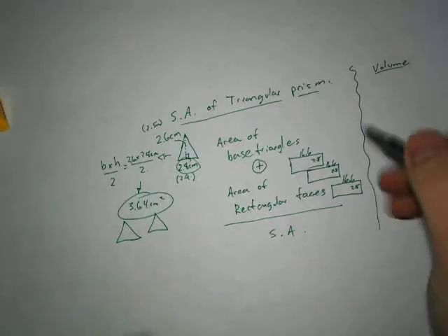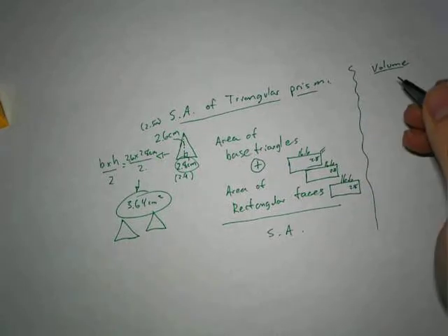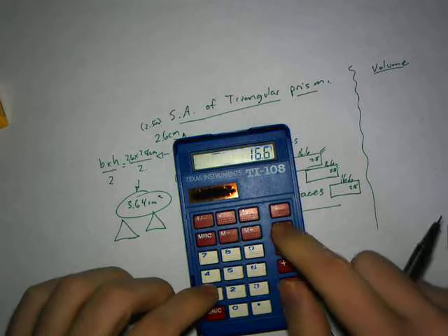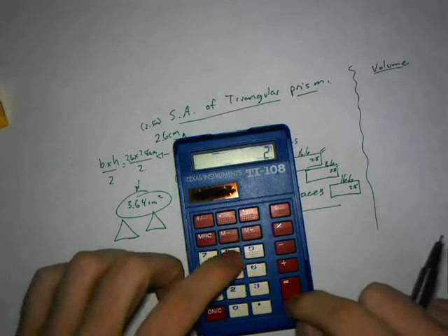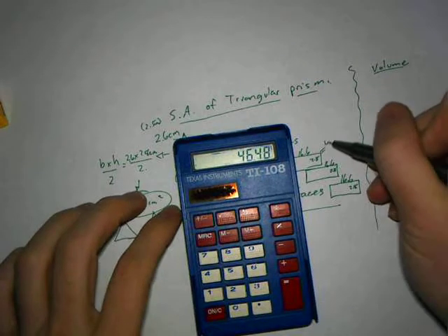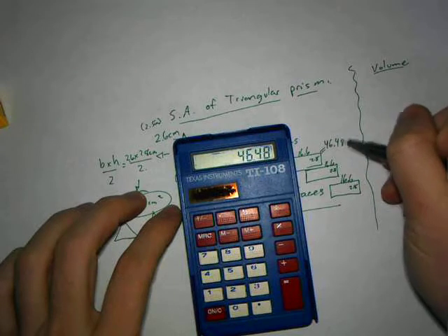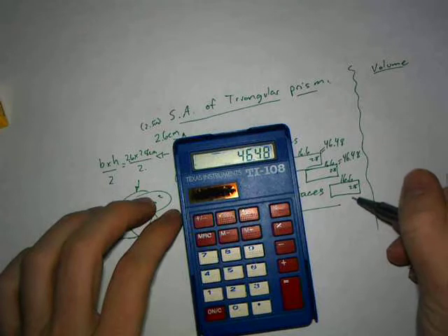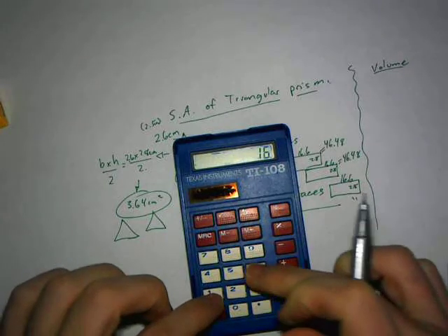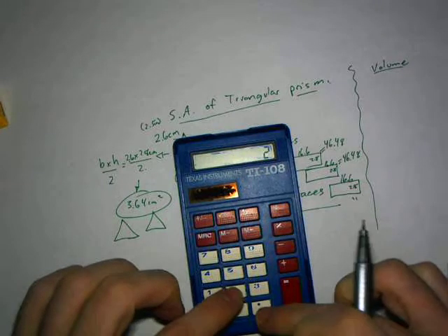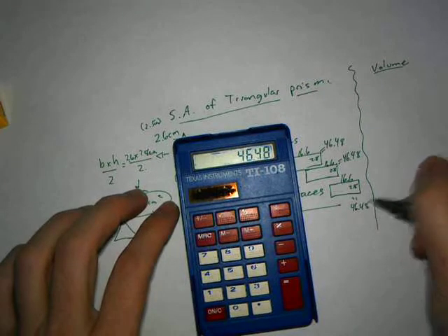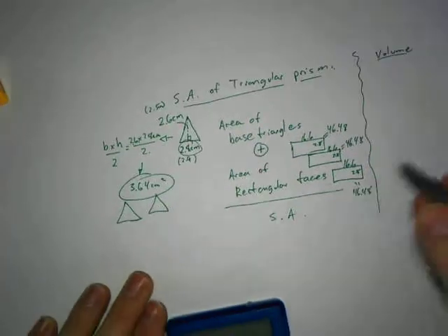All right, so what's the area of our rectangles? Area of this rectangle is 16.6 times 2.8, which is 46.48. This one is the same thing, 46.48. And this one here is 16.6 times 2.8 equals 46.48. And our last step, we have to add them all up together.